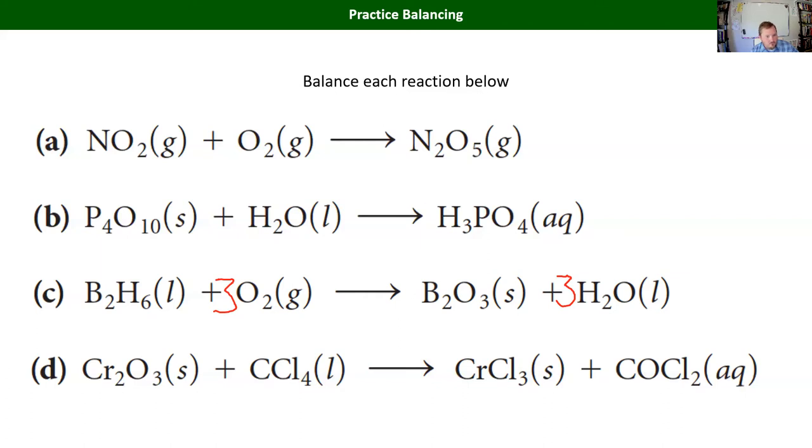On this last one, there's a couple things that we can see. For starters, our chlorines are going to be interesting, right? Because we have 4 chlorines on the left and 5 chlorines on the right. So we know we're going to have to always have an even number of chlorines on both sides. So we could start by putting a 2 here, because we know that the coefficient in front of the chromium 3 chloride is going to have to be an even number. That's the only way we get the right-hand side to have an even number of chlorines. And that has the added benefit that it also balances our chromiums for us, right? By doing that, our chromiums are balanced, at least temporarily.